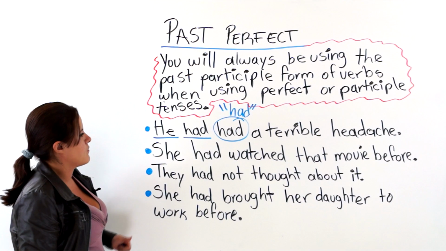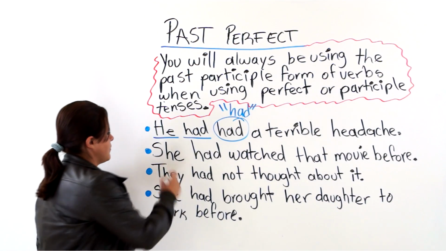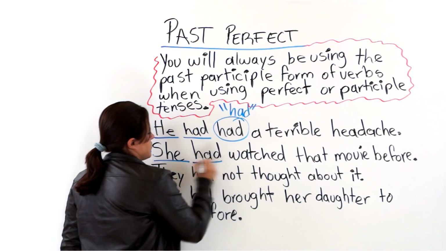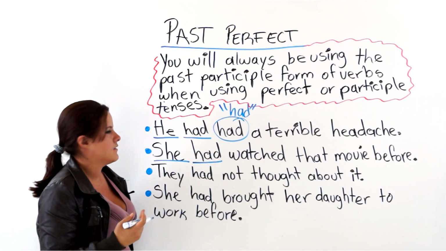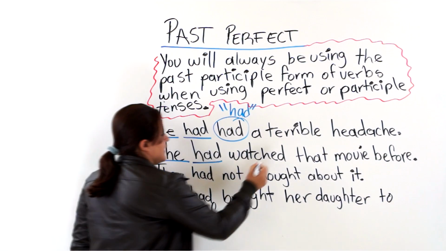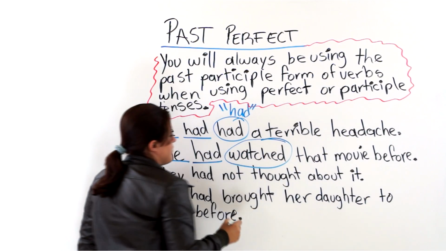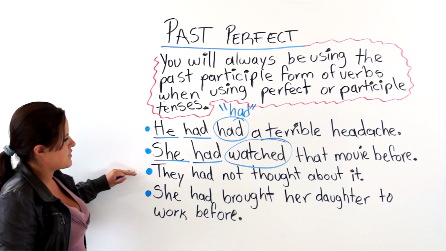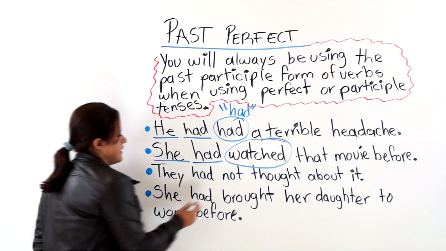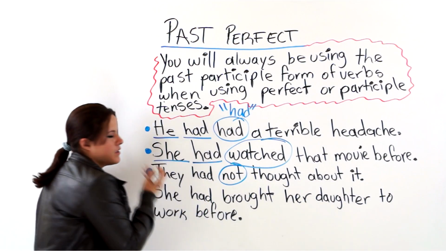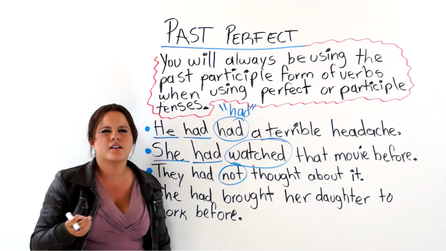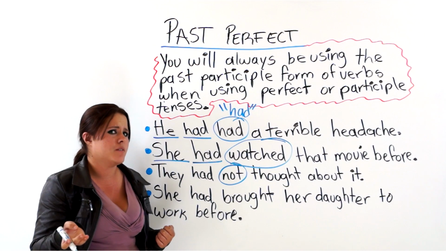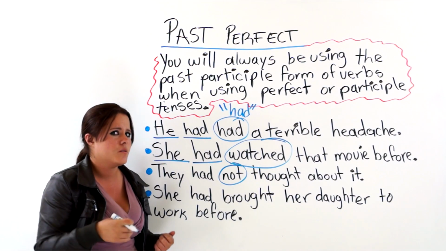The next one, she had watched that movie before. We have the subject, or the subjective case pronoun. We have the verb had, or the verb have in past tense, and we have the past participle of the verb watch. In the third example, the same thing, but in negative form. We have not here. So we know that it is a negative statement. You can use the past perfect with negative or affirmative statements, and also in questions.